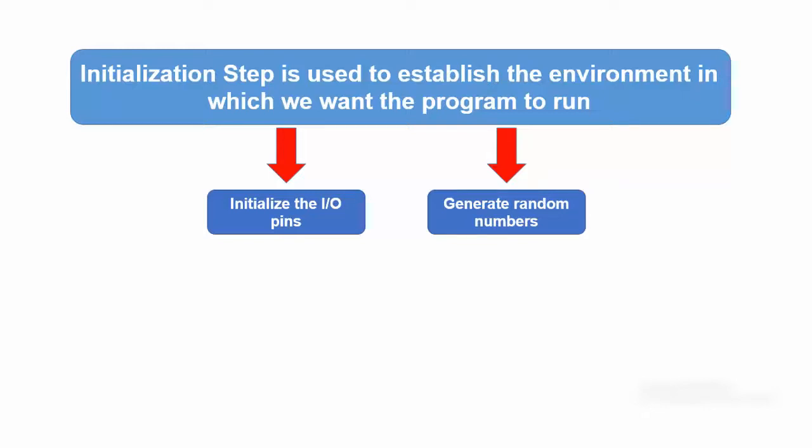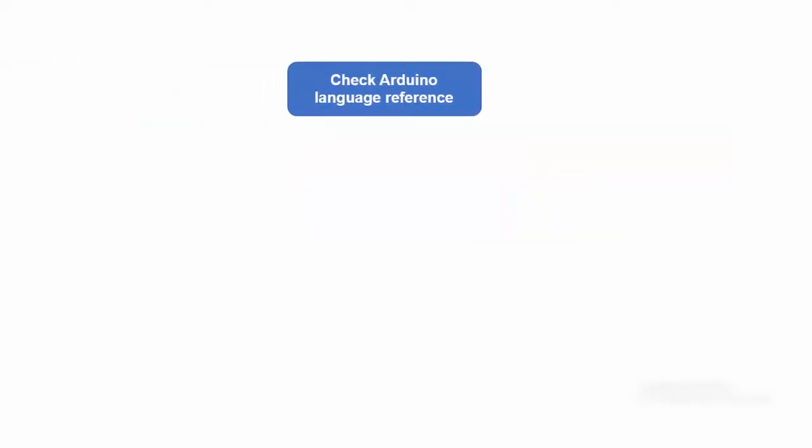Anytime you need a value or an object for use in a program, the first thing you should do is determine whether someone else has already created code for that object. The first place to check is the Arduino language reference. Sure enough, it appears that there is a random number generator available.